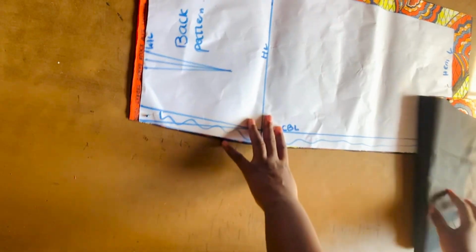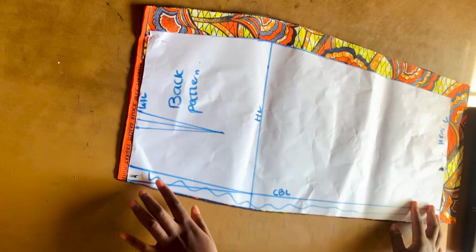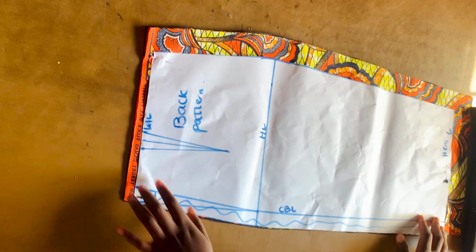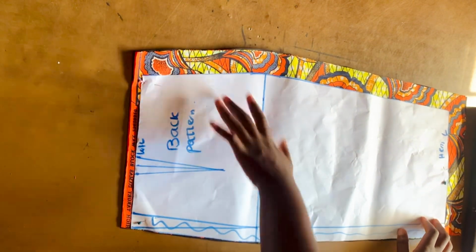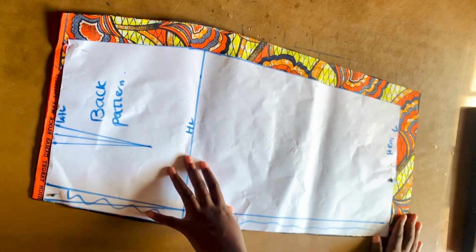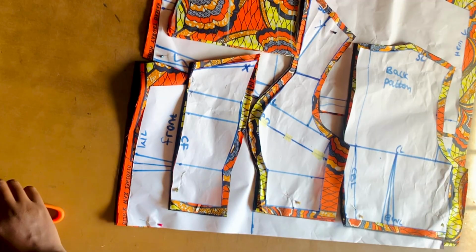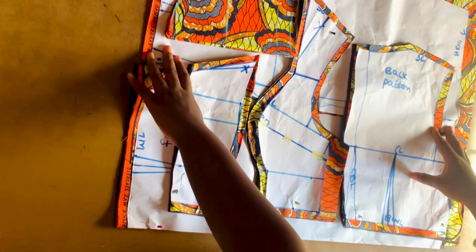The same thing goes for the back pattern. So for the zip allowance, I didn't add anything because we already have the zip allowance. I added ½ inch up there, 1.5 inches at the side, then 1.5 inches on the hem line. So guys, this is it for the drafting and the cutting of this bustier dress with Queen Anne's neckline.